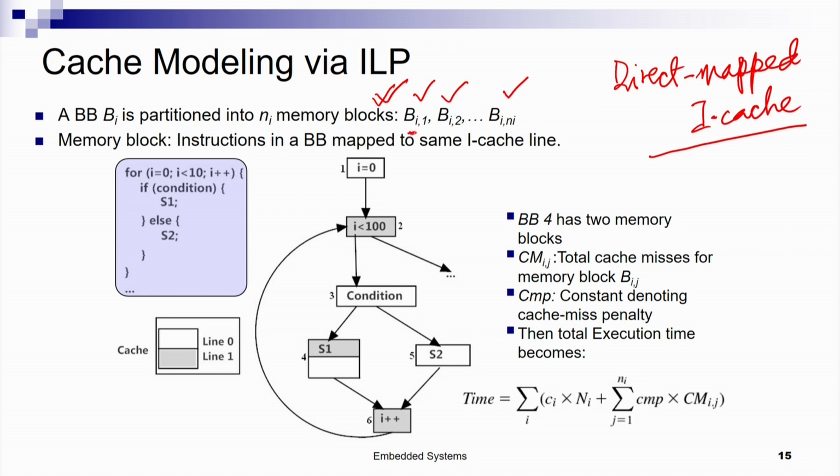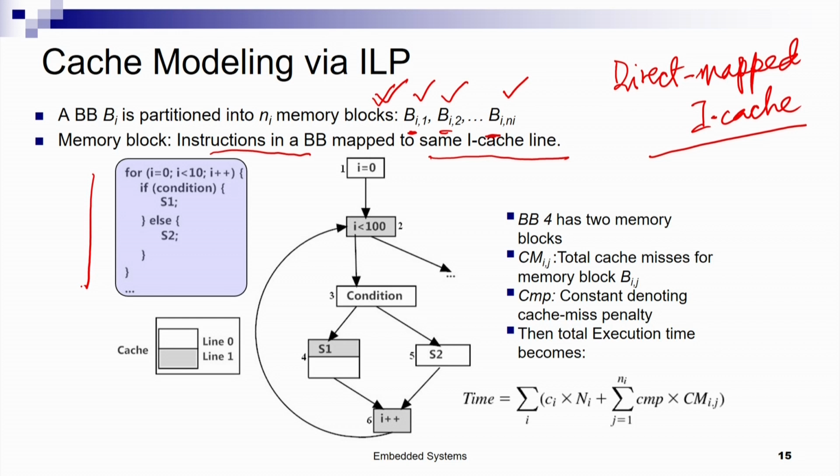So, these are parts of the basic block. A basic block has NI memory blocks, and a memory block is the set of instructions within the basic block that are mapped to the same I cache line. So, BI1, BI2, BINI are memory blocks, and each of them will be mapped to a single cache line.